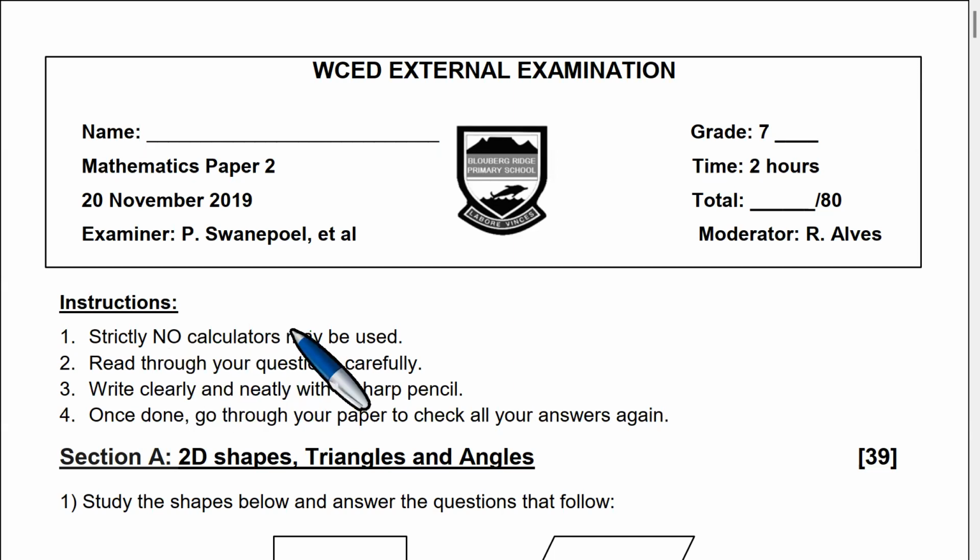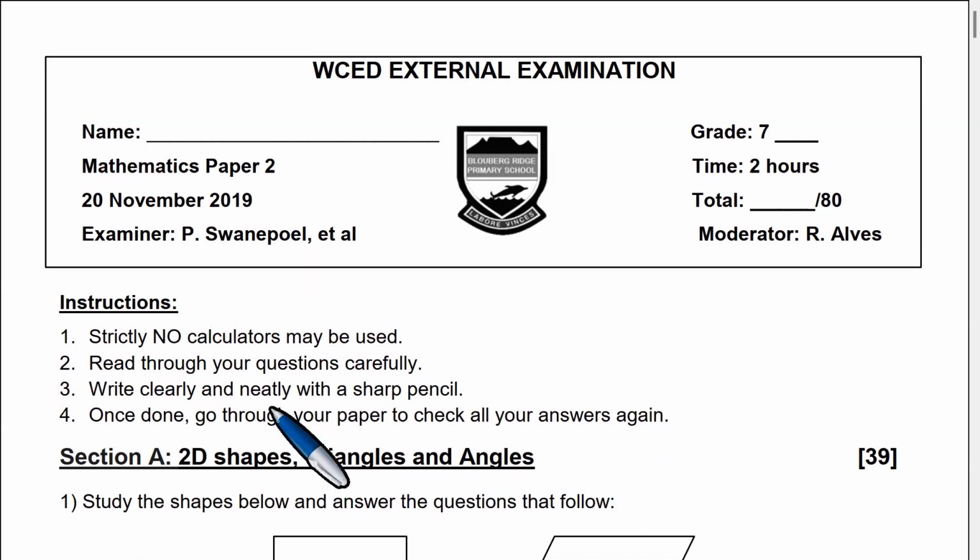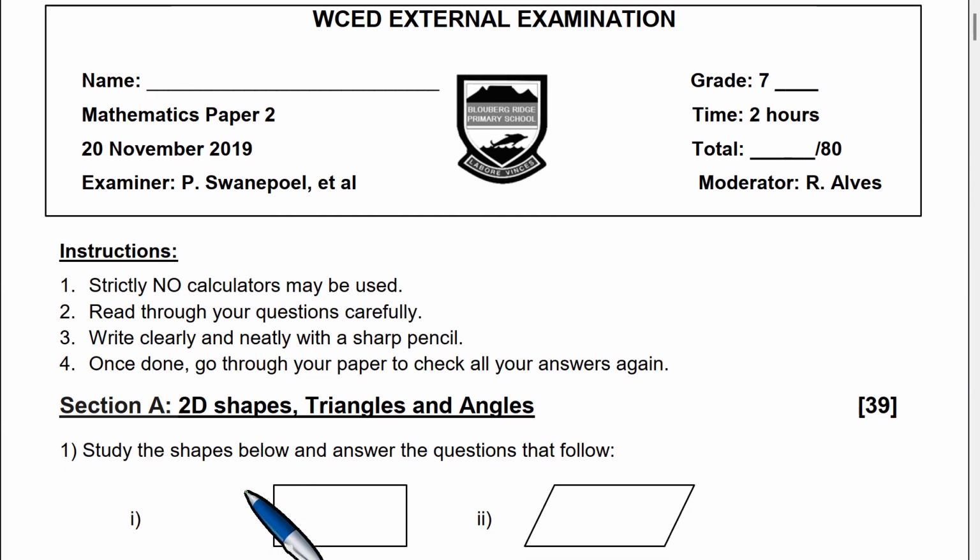Strictly, no calculators may be used, so you're not allowed to use calculators. Read through your questions carefully, write neatly and legibly with a sharp pencil. Once done, go through your paper to check all your answers again. Okay, we're going to be looking first at Section A. Section A is about two-dimensional shapes, 2D shapes, triangles, and angles. Let's get started.